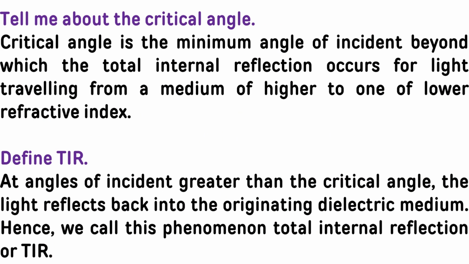Tell me about the critical angle. Critical angle is the minimum angle of incidence beyond which total internal reflection occurs for light traveling from a medium of higher to one of lower refractive index. Define TIR. At angles of incidence greater than the critical angle, the light reflects back into the originating dielectric medium. Hence, this phenomenon is called total internal reflection or TIR.